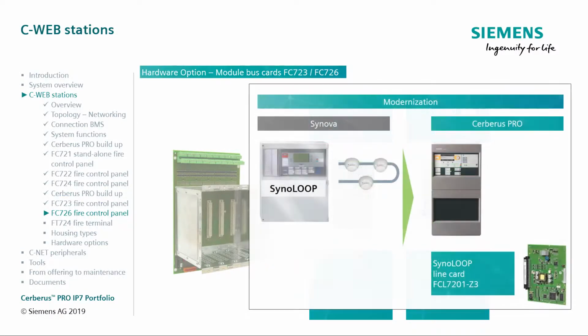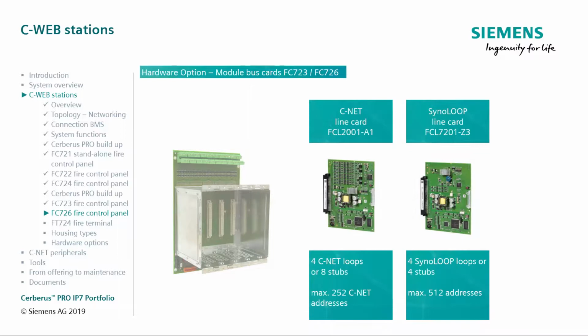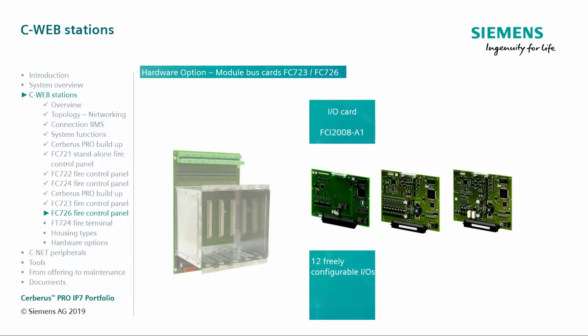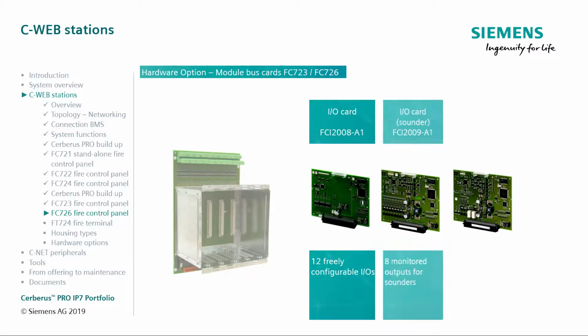What is this line card used for? To modernize Sonova fire control panels, it is possible to take loops from Sonova over to Cerberus PRO. Let's go back to the various cards. The I/O card allows you to have an extra 12 freely configurable inputs and outputs with a preset behavior in degraded mode. The I/O card for monitored sounders allows you to have an extra 8 configurable outputs for monitored sounders.